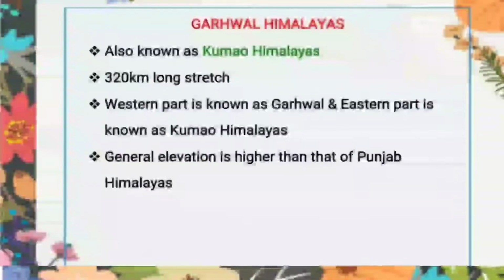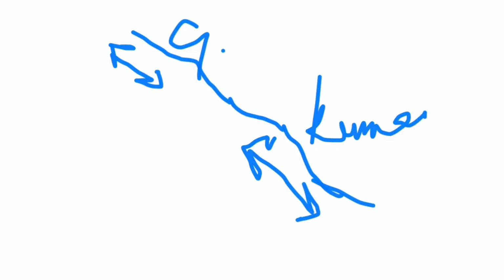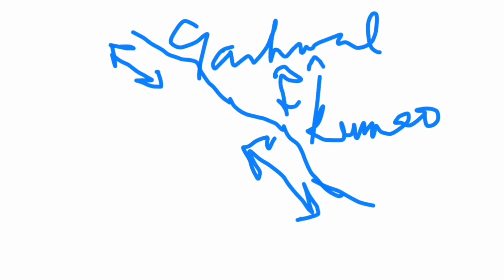Moving forward towards the Garhwal Himalayas, they are also known as the Kumaon Himalayas. Their stretch is around 320 kilometers. So why are they known by different names? For example, this is a part of the Garhwal Himalayas. In this part, they are known as the Garhwal Himalayas, and moving a bit towards the east, they are known as the Kumaon Himalayas. So either Garhwal or Kumaon, we can use it interchangeably.